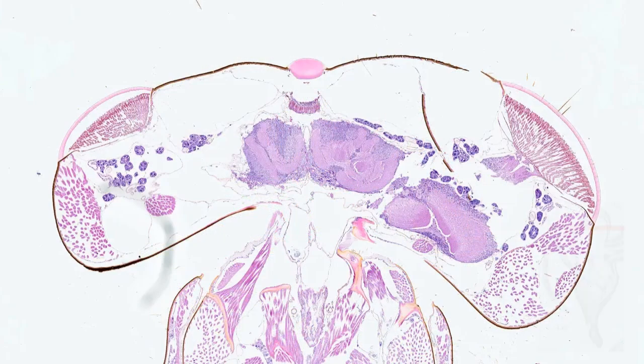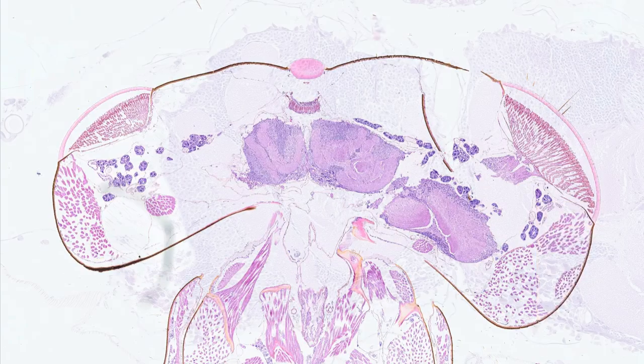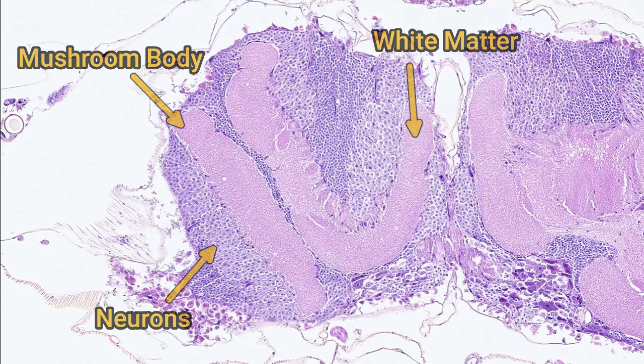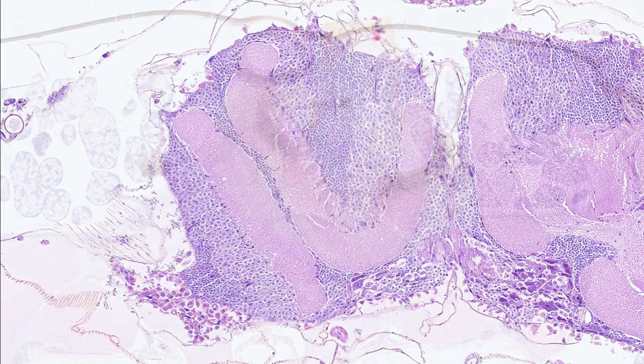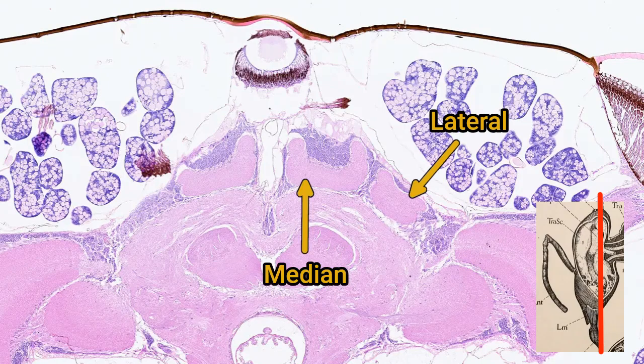The mother of all integration centers has to be the mushroom bodies. These are located right at the top of the bee's brain. You can see them here as these C-shaped aggregates of white matter surrounded by lots of small neurons. They kind of look like mushrooms if you use your imagination. There are two mushroom bodies on each side of the brain, a lateral one and a median one.